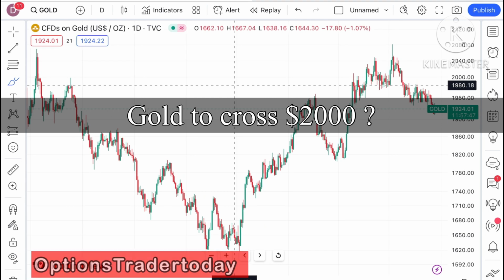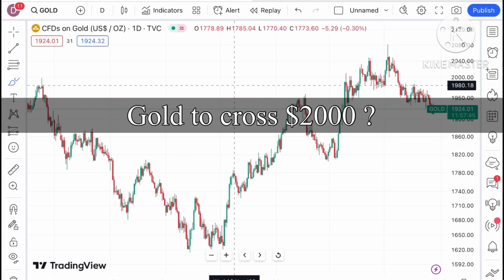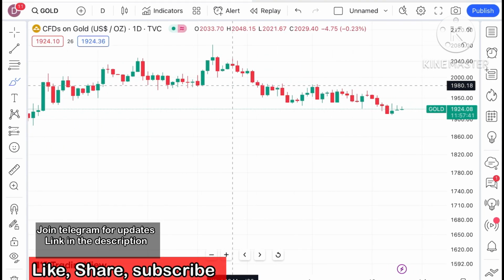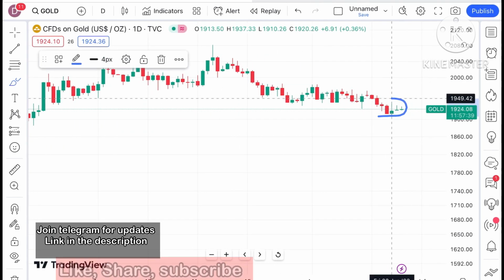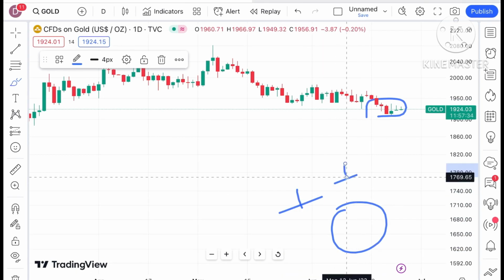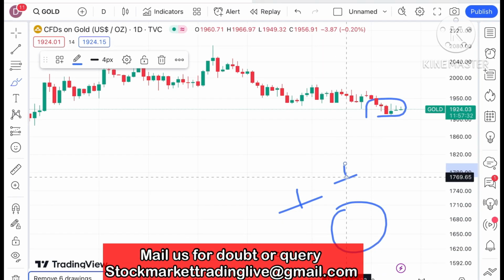So today in this video I will explain how the price of gold has moved in the last 2 days and how the price of gold can move in the next 2 days. If you look at this particular chart, you can see there is a continuous green candle for 3 days.